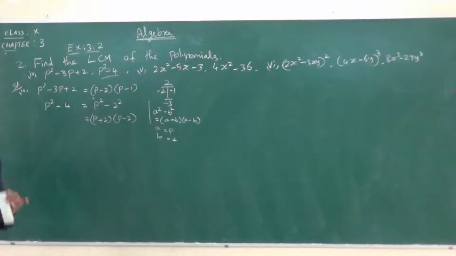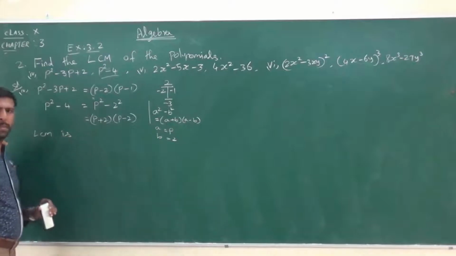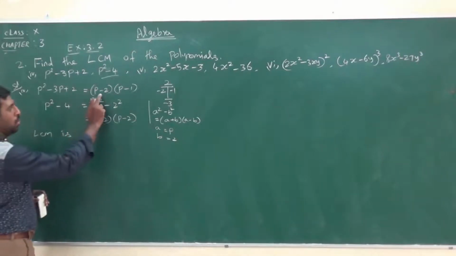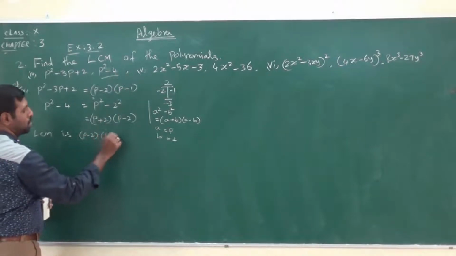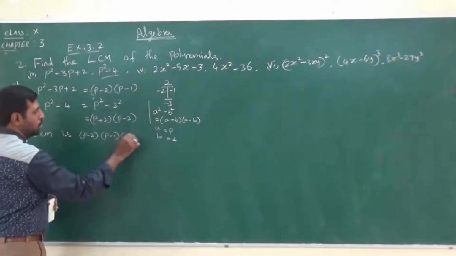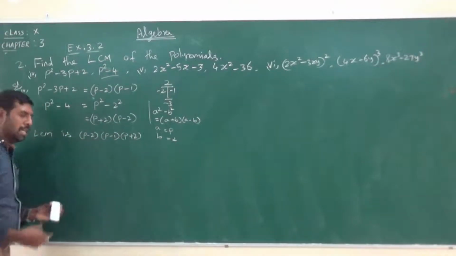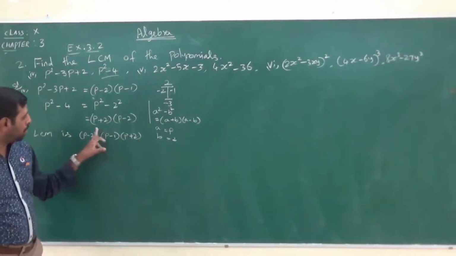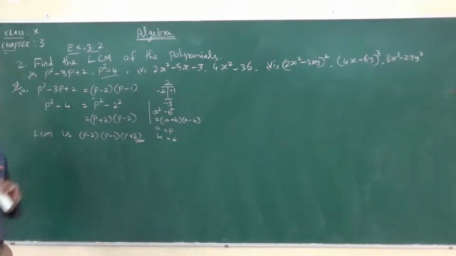Now we want to find the LCM. LCM means we have to take all the terms. So here we have p minus 2, here we have p minus 1, here we have p plus 2, and p minus 2 is already taken. So all the terms are to the power 1 itself. So this is the LCM of the given polynomial.